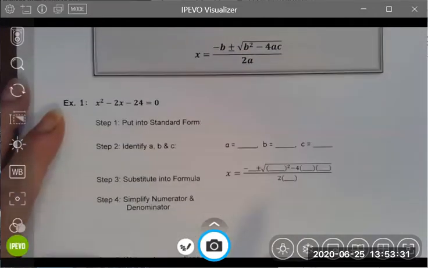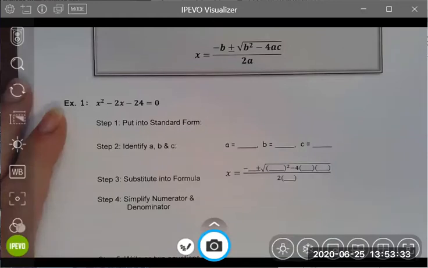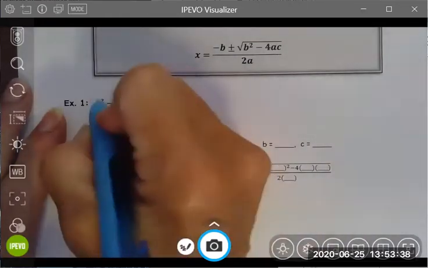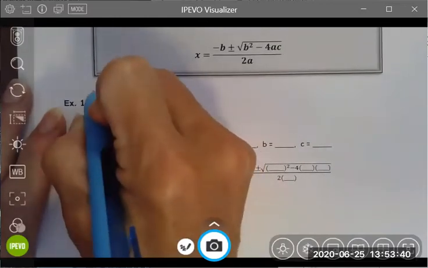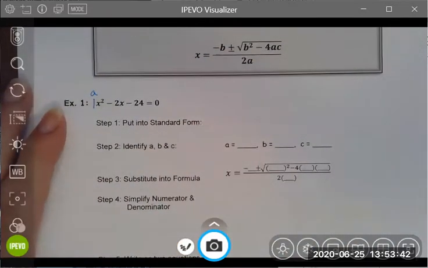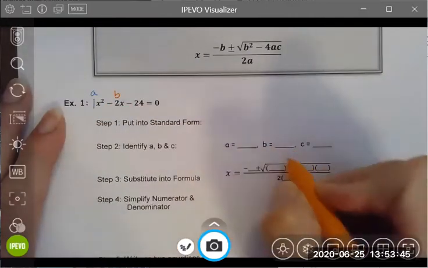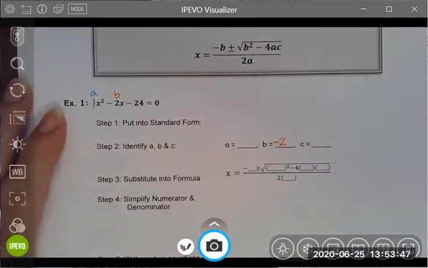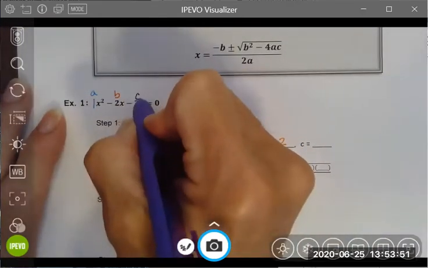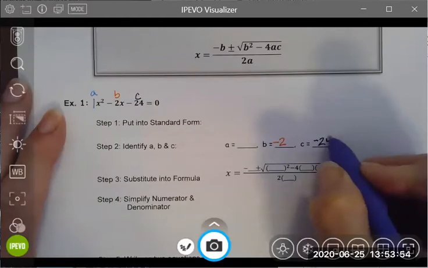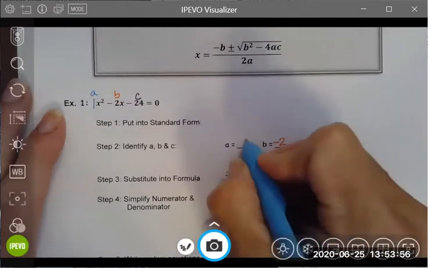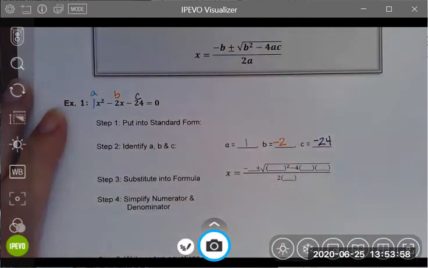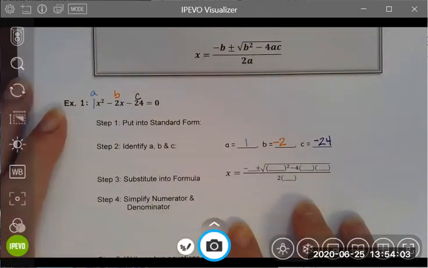All right, let's see how we use the quadratic formula. The first thing I like to do is identify what all the parts of my standard equation are. In this case, A is a 1. My B term is -2. I'm going to go ahead and write that over here and save myself a step. And then my C term is -24. So once I have identified what A, B, and C are, the rest becomes an exercise in substitution.